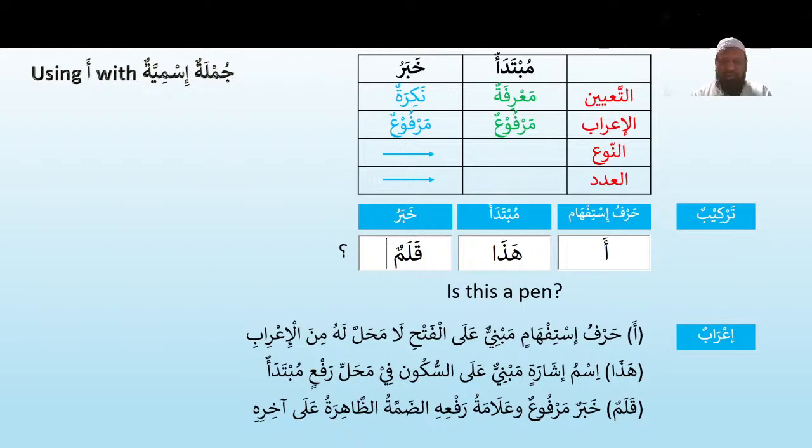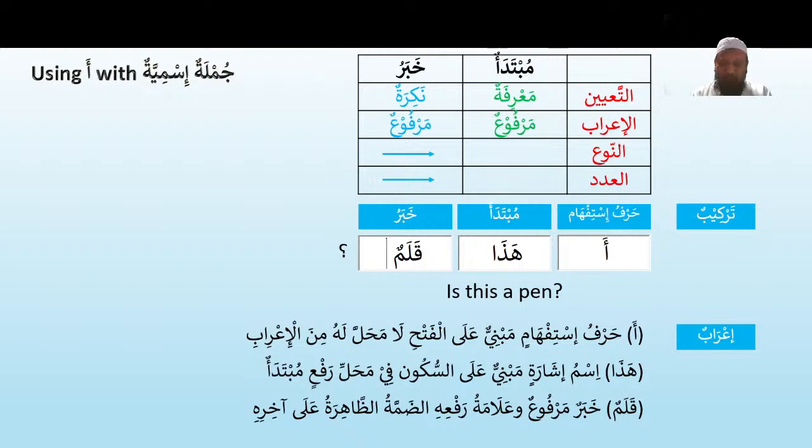So this is مبني على السكون. Now, what is the slot of this اسم الإشارة? في محل رفع. It is in the place of رفع, because it is in the place of مبتدأ, and مبتدأ is مرفوع. So في محل رفع. So what does it become? It becomes مبتدأ.